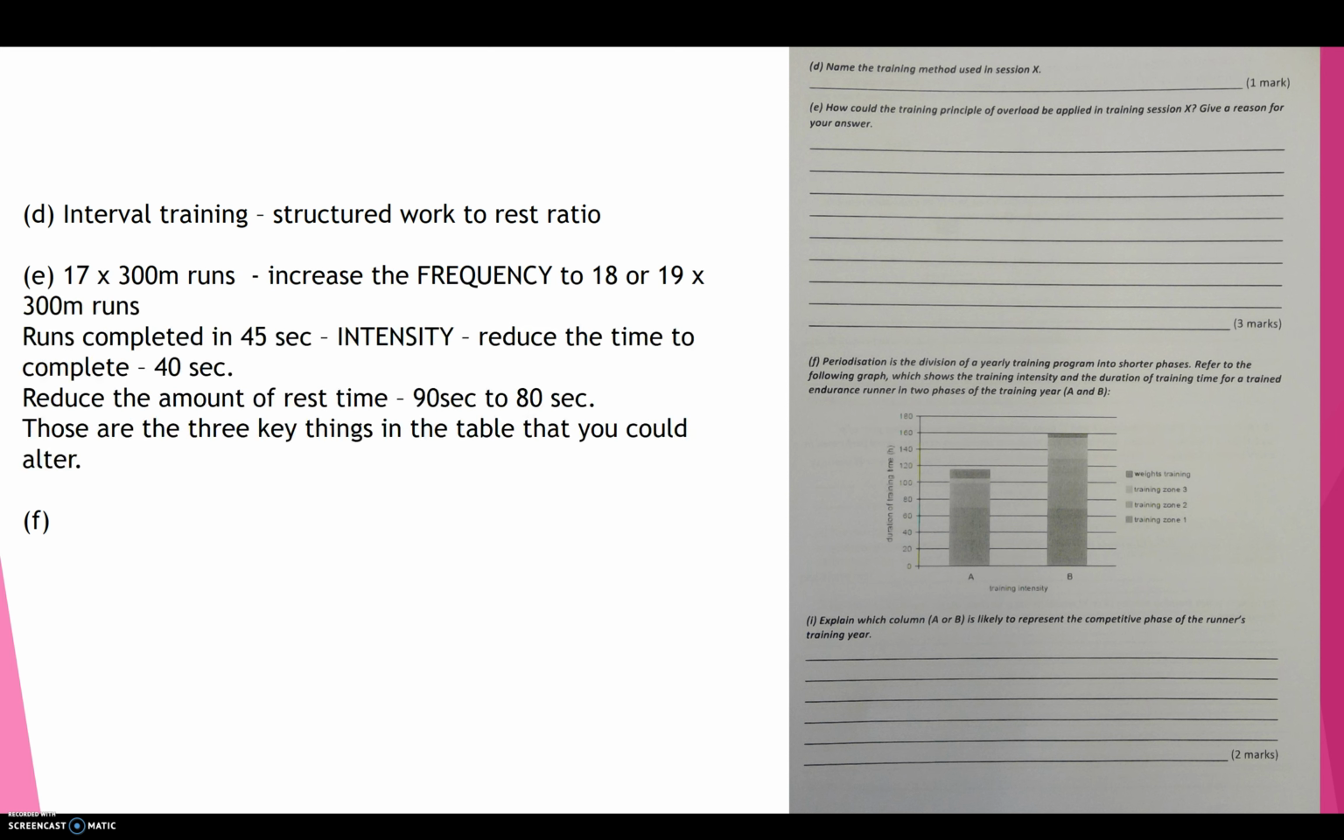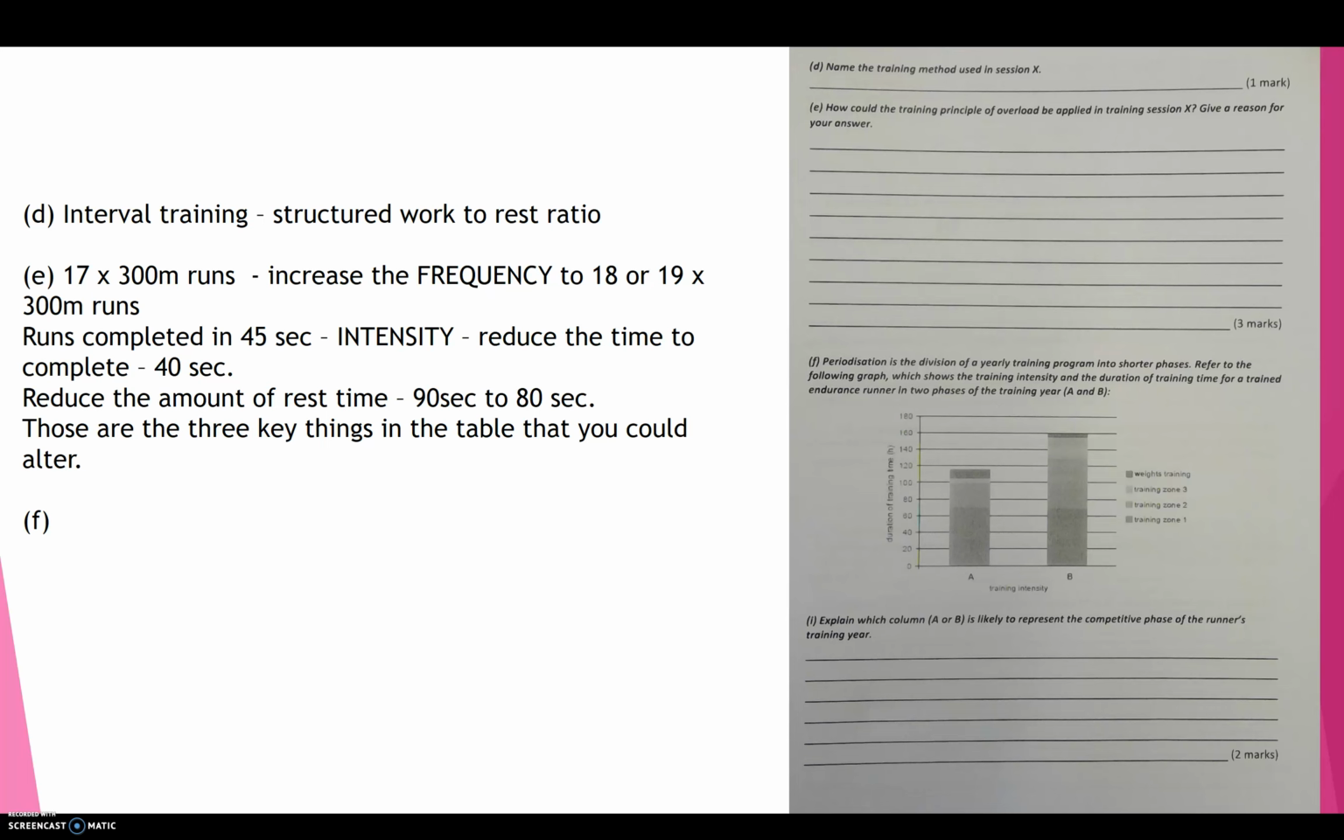So 17 times 300 metre runs, we could increase the frequency to 18 or 19. If the run's completed in 45 seconds, we could reduce the time to complete, or we could reduce the amount of rest time, 90 to 80 seconds. So those are the three key things from the table that you could have pulled out.